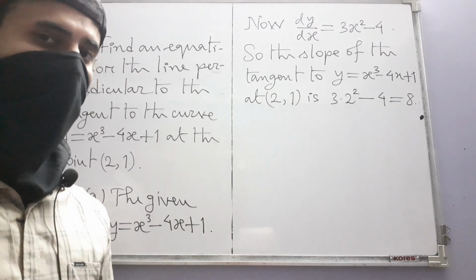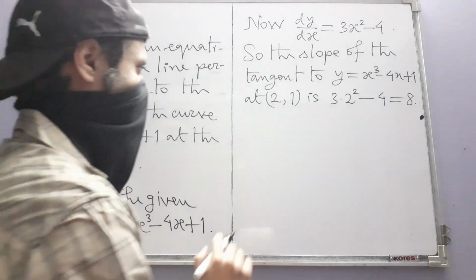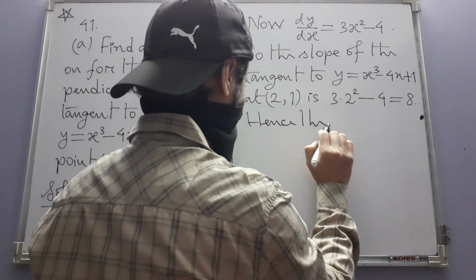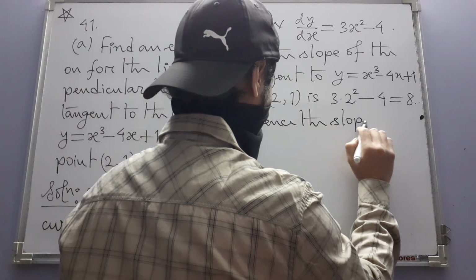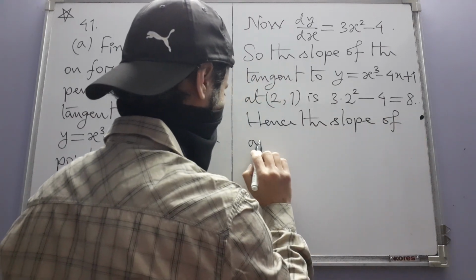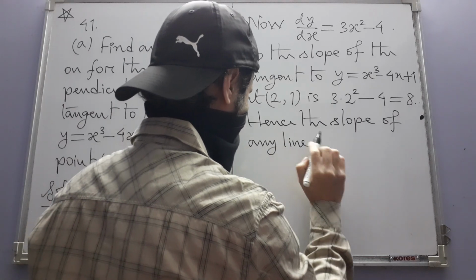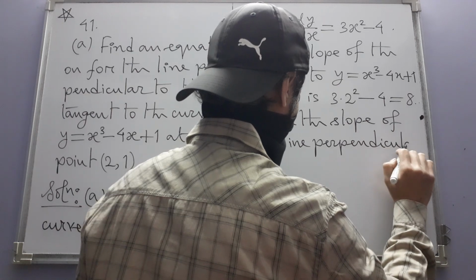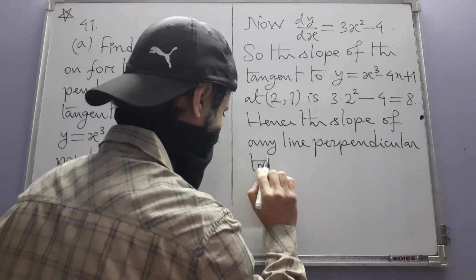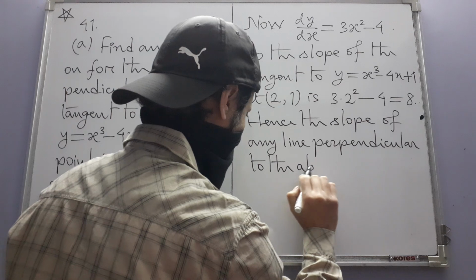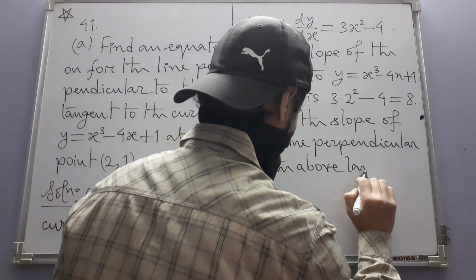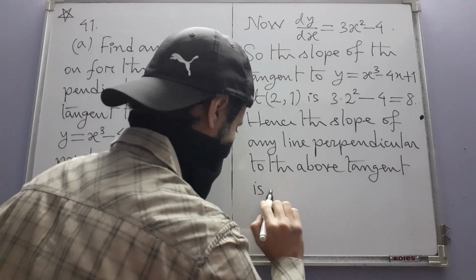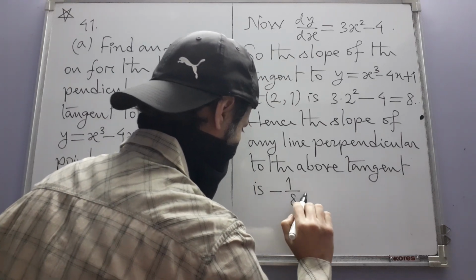and that's why the slope of any line perpendicular to the tangent will be the negative reciprocal of this slope. Hence, the slope of any line perpendicular to the above tangent is this.